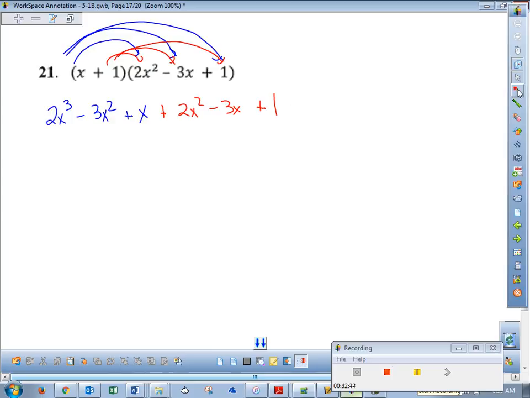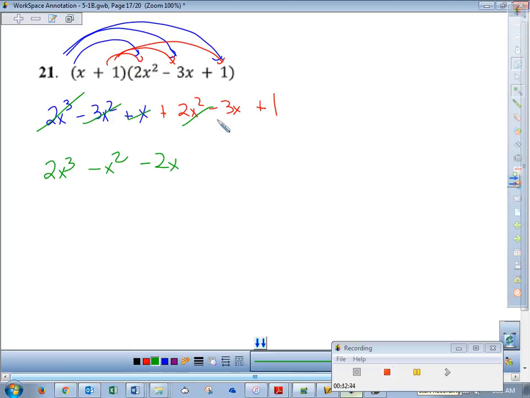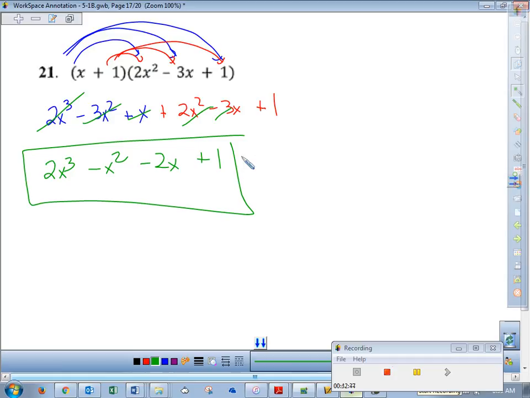Now combine like terms. So, standard form, cubes first, squareds, x's, and constants. Done. One guy at a time.